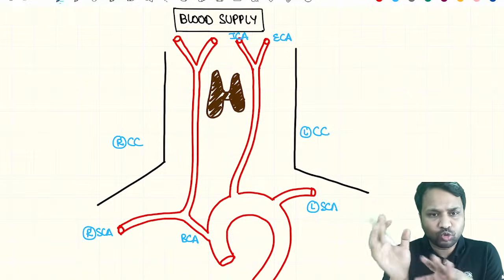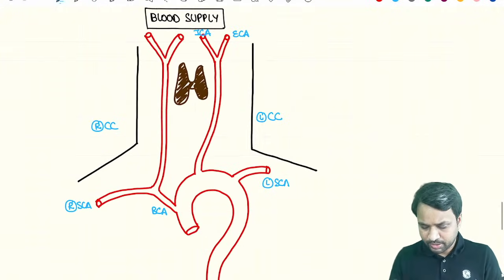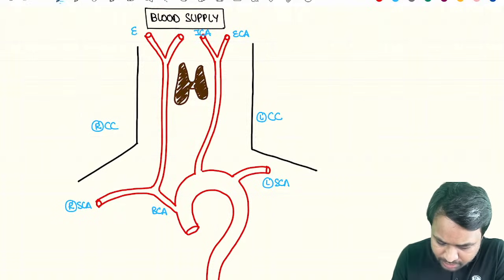Now, we all know that there are two blood supplies to the thyroid gland, the superior and the inferior thyroid artery, right? So where does the superior thyroid artery arise? Where does the inferior thyroid artery arise, right? Now, from the external carotid artery.